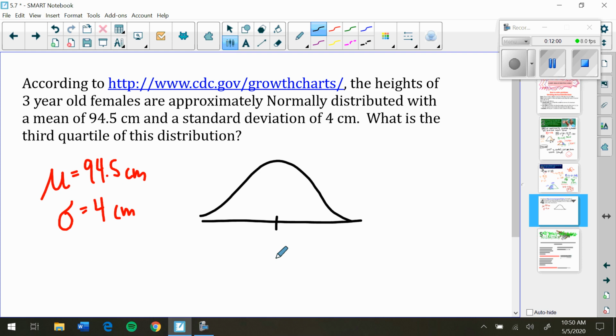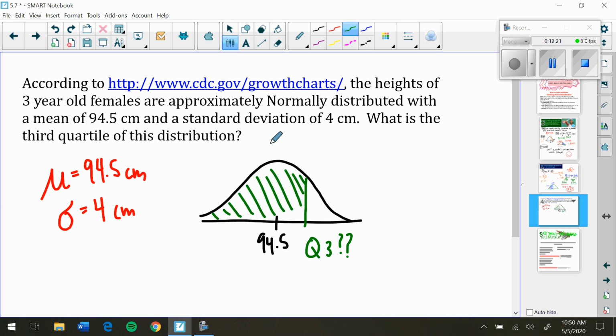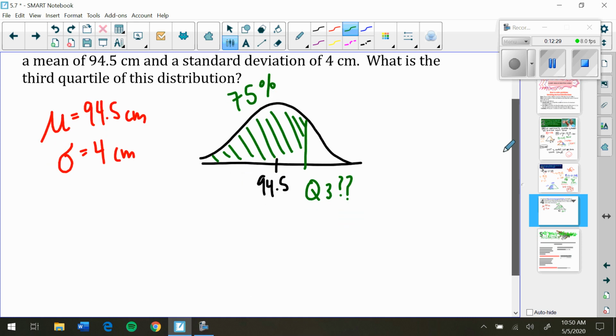So I know that the mean is right here, 94.5. I'm not even going to draw the standard deviation here. But I'm looking for Q3, which is probably going to be somewhere around here. Specifically, we do know that the third quartile has 75% to the left. All right, so to find this, we're going to start by going inside table A. I'm going to look on the inside, and I'm going to find the value that matches closest with 75%.